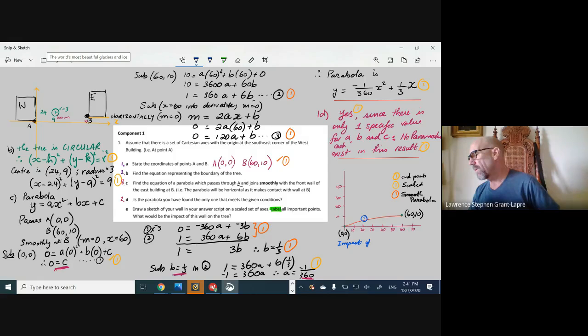of the wall on the tree will be that it passes through.